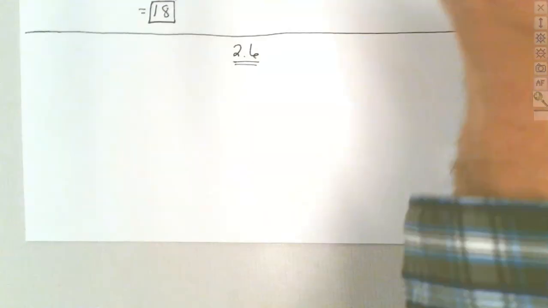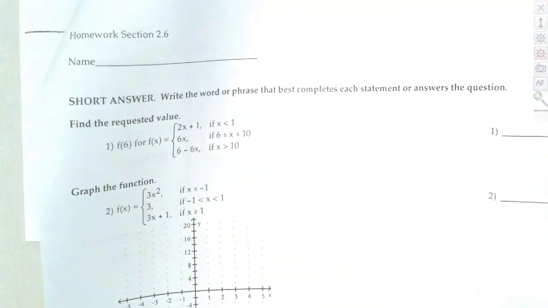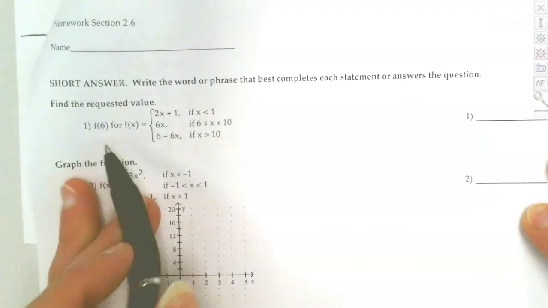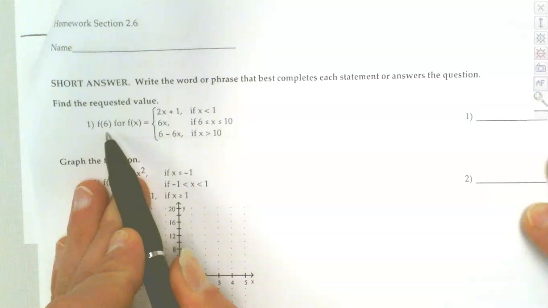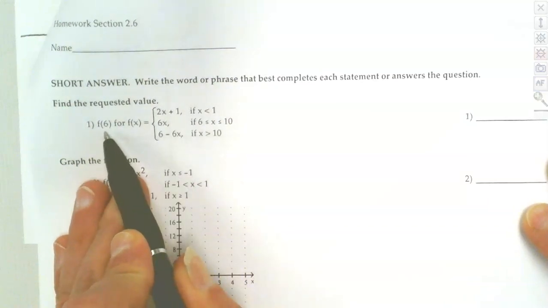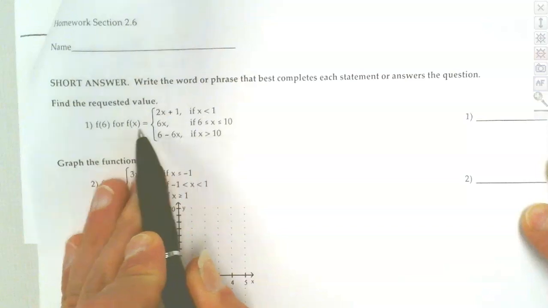And when we took our break, before break, we talked about how to plug numbers in, how to find those requested values. So like on that first one in your homework, out of 2.6 here, we wanted to find f of 6. Now, we don't plug 6 into all 3 rows. We only plug it in the row where it goes. So which row would it go into?